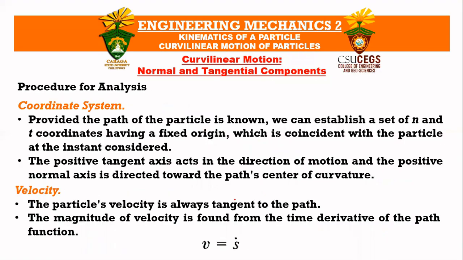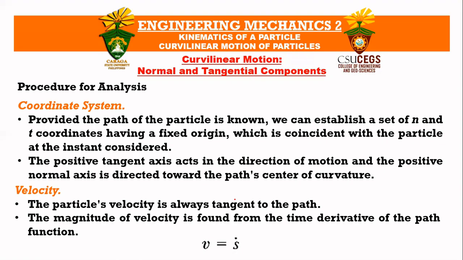So just a procedure for analysis, what we will do is first, we need to establish the coordinate system. Provided the path of the particle is known, we can establish a set of n and t coordinates having a fixed origin, which is coincident with the particle at the instant considered. And take note, the positive tangent axis acts in the direction of motion, and the positive normal axis is directed toward the path's center of curvature. After we establish the coordinate system, we determine the velocity. The particle's velocity is always tangent to the path, so always take note of that.